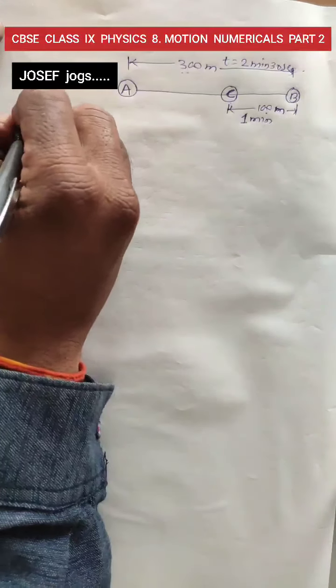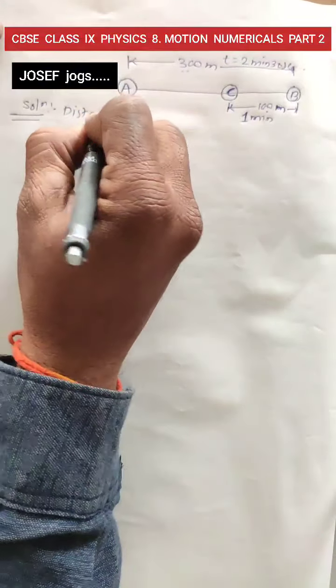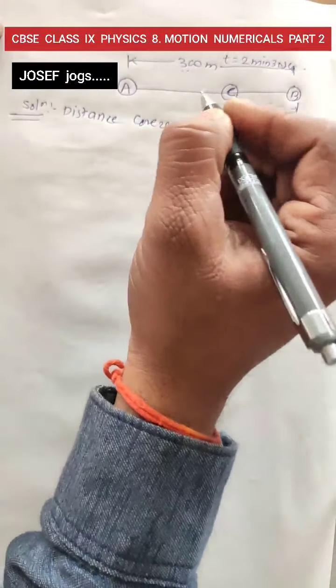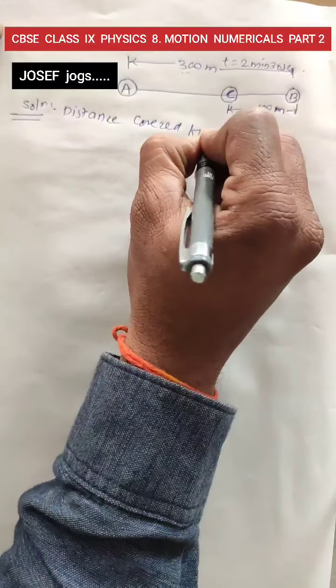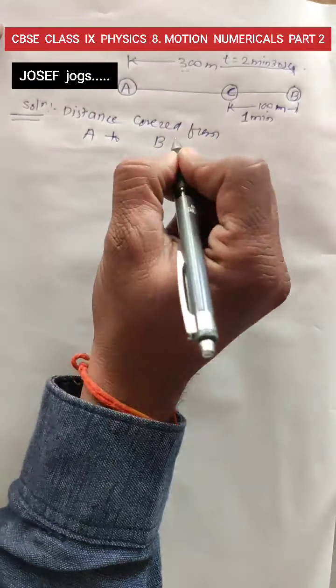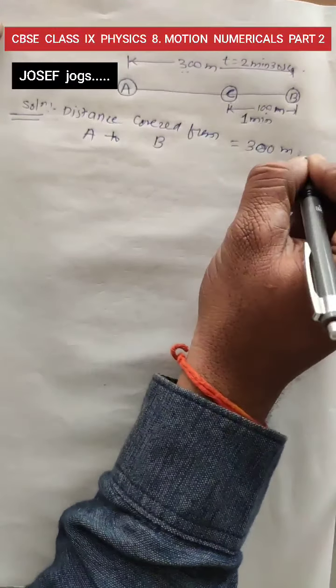So in the solution here we just write down the distance covered from A to B is equal to 300 meters.